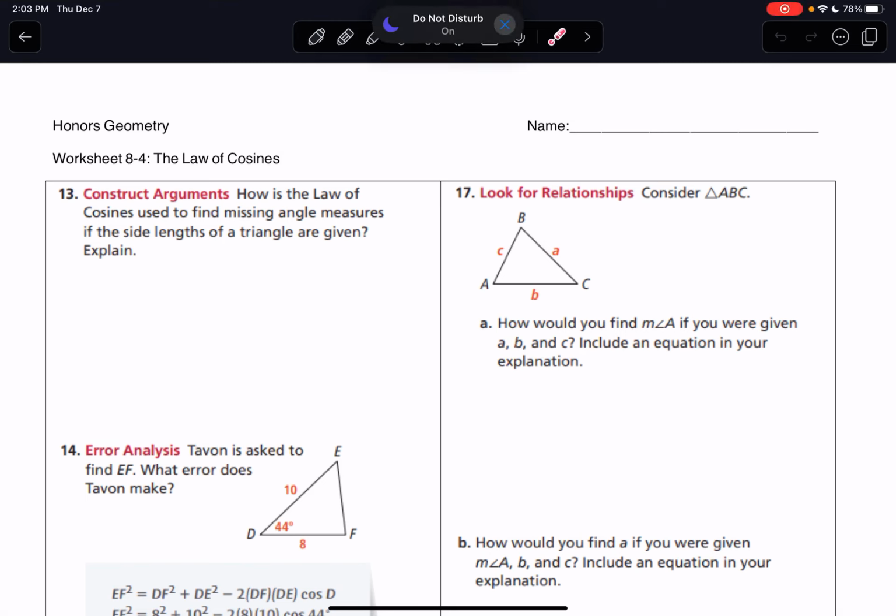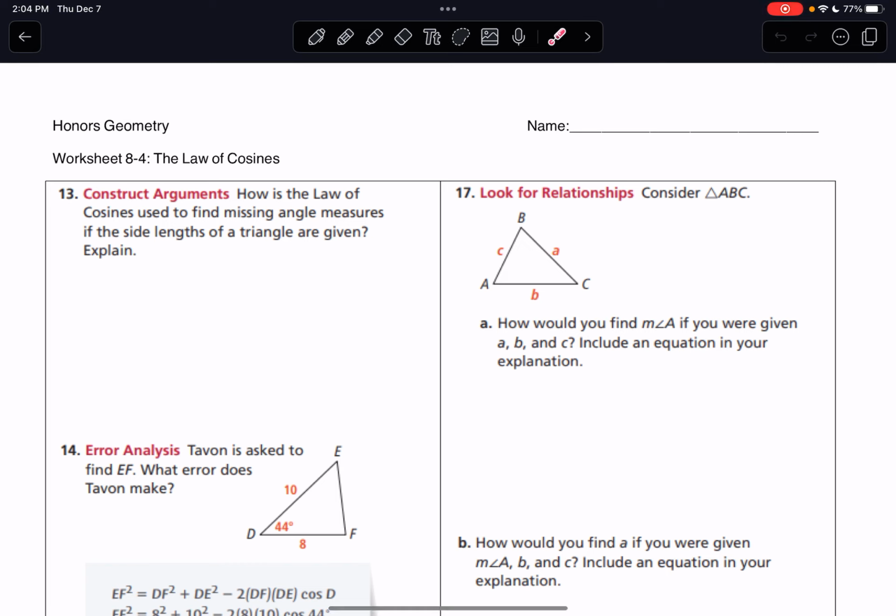All right, it is time for us to look at the 8-4 worksheet, all about the law of cosines. Starting with number 13. How is the law of cosines used to find a missing angle measure if the side lengths of a triangle are given? So when we have the side lengths, but we're trying to find an angle measure, we need to first set up an equation with a missing angle measure and then solve that.